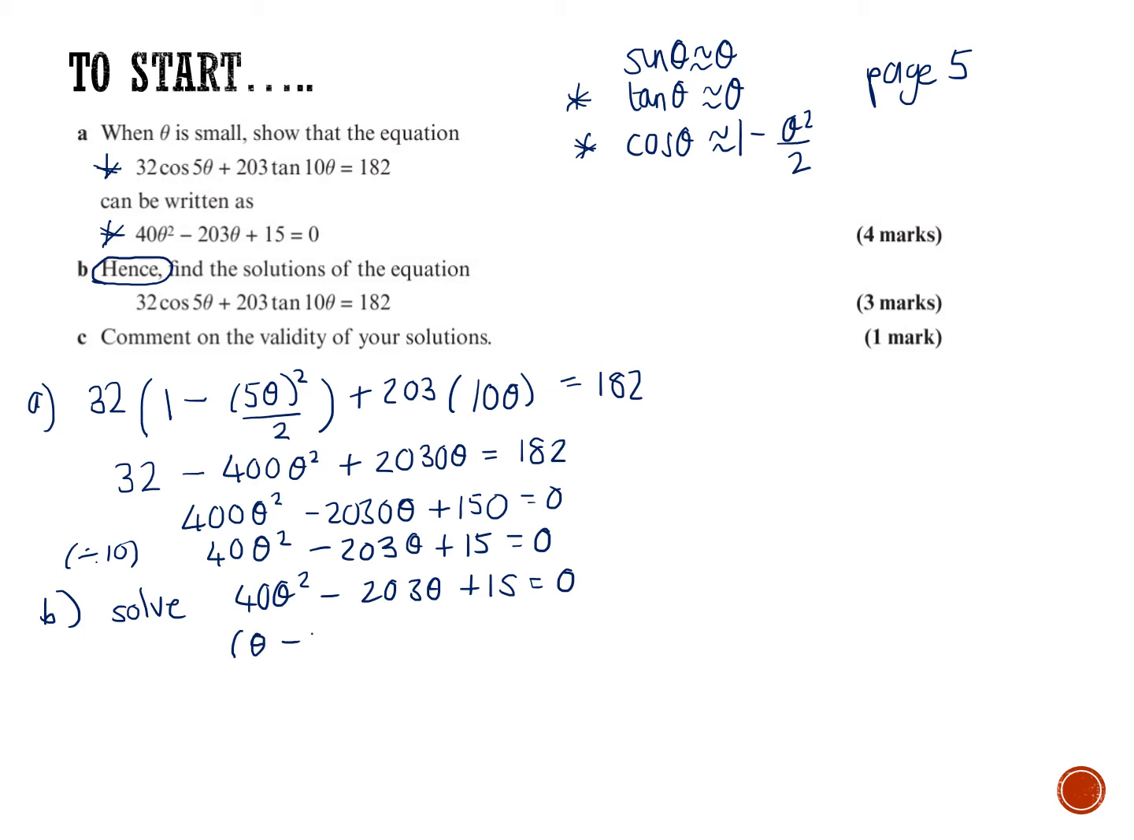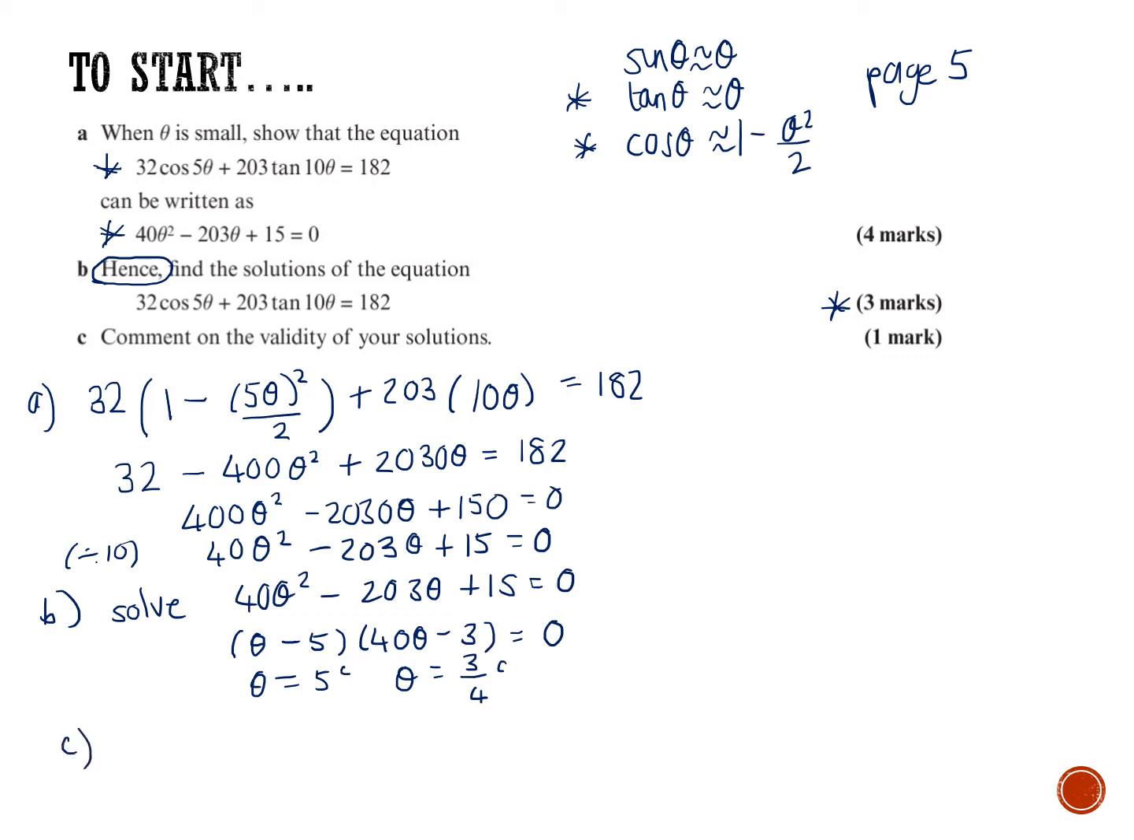One of the answers was theta is 5, and one of the answers was theta is 3 over 40, so that gives me the other bracket, 40 theta minus 3. So do show this, because it's 3 marks here, do show the factorising. Despite you using your calculator to help you factorise, do show the factorising, and that gives me theta equals 5 and theta equals 3 over 4. Those answers are in radians.